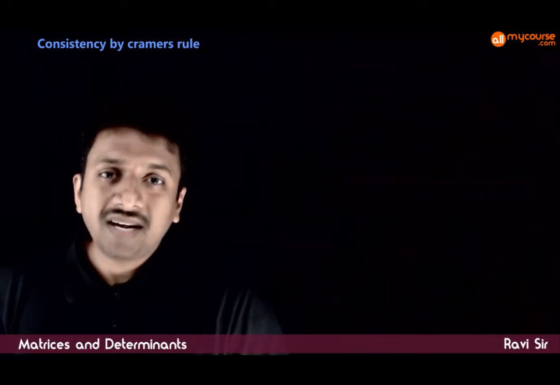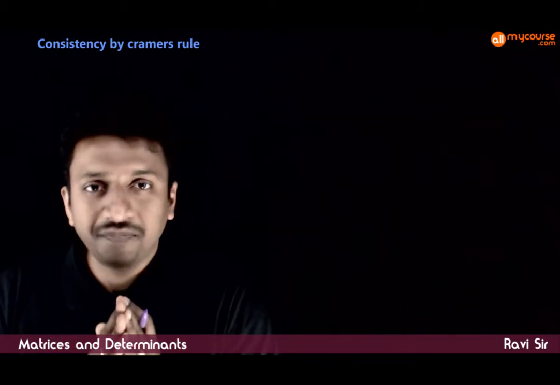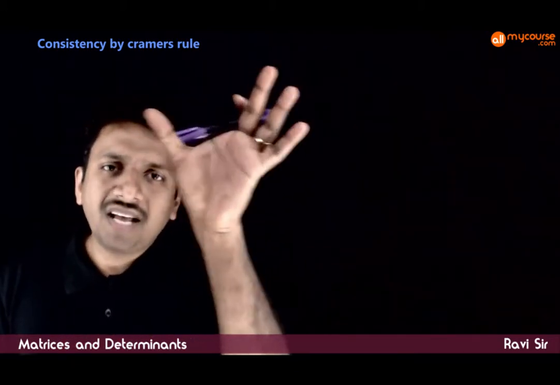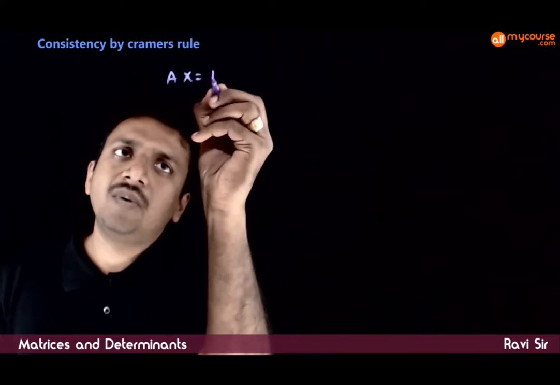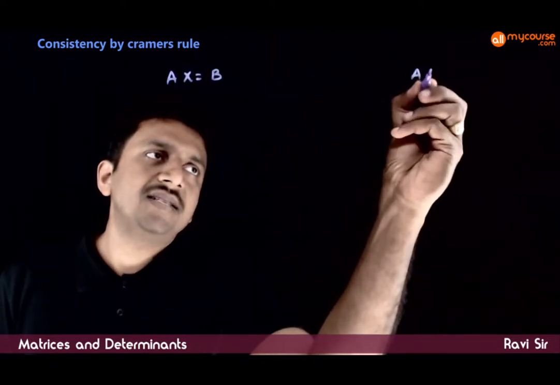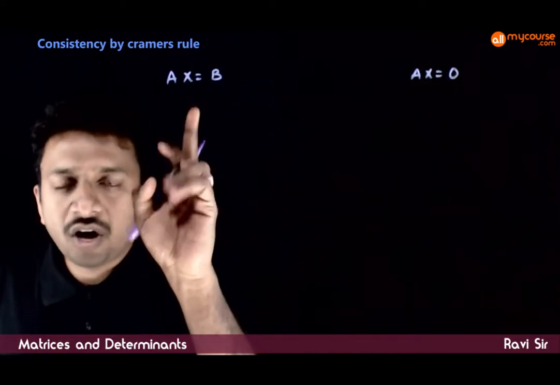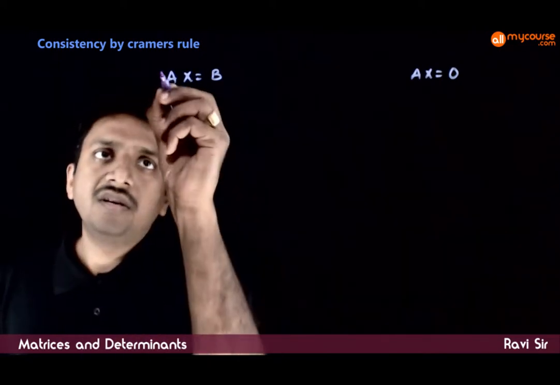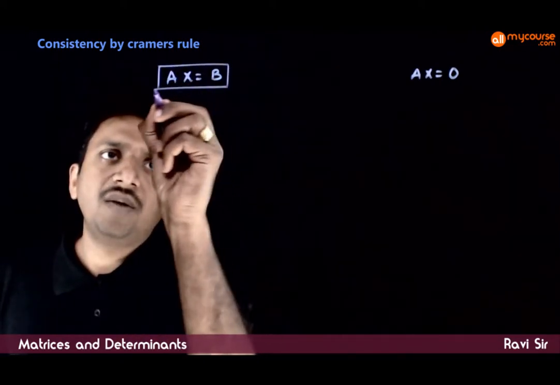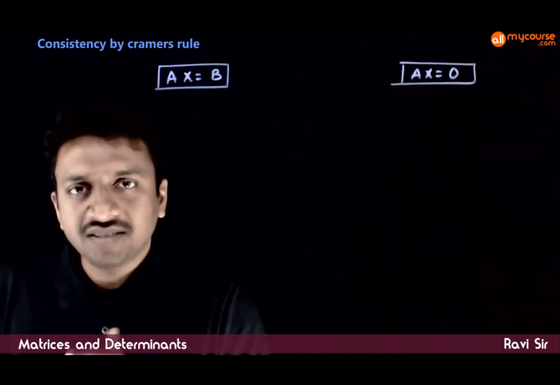So now let us look at how to check the consistency using Cramer's rule. Here also we'll take two cases. The first case is Ax = B, an example of non-homogeneous equations. The second case is Ax = 0, an example of a homogeneous equation. So we have Ax = B. How do we check the consistency?